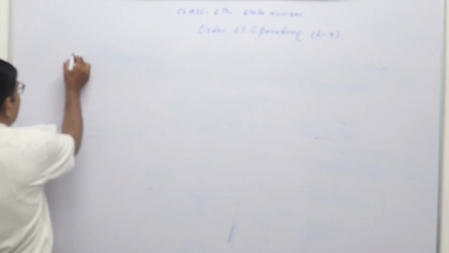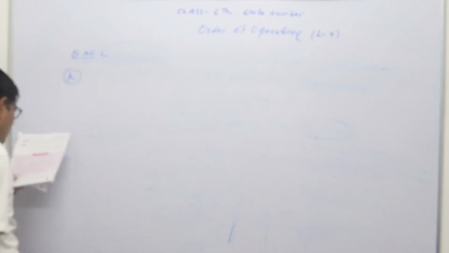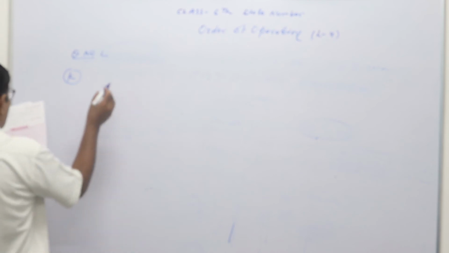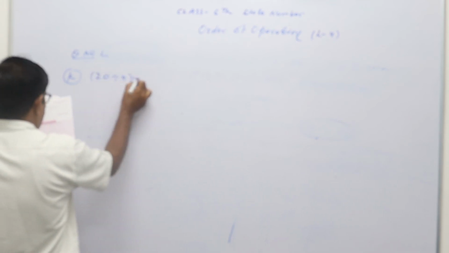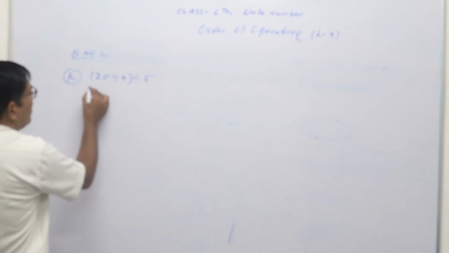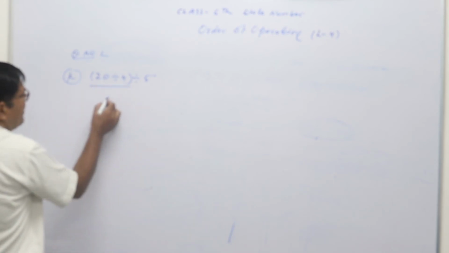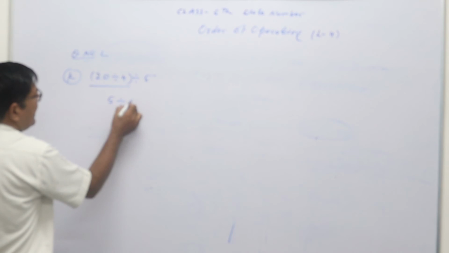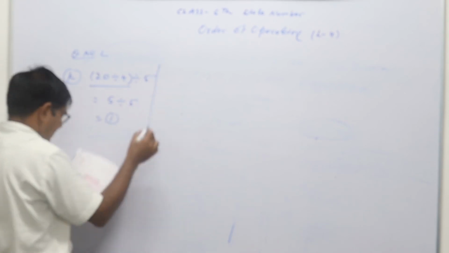Then question number second, K part. Today we will complete the question number second first. So K is 20 divided by 4 divided by 5. So in which first of all we will bracket off. So 20 divided by 4 is 5, then 5 divided by 5, that will be 1. So your answer will be 1.